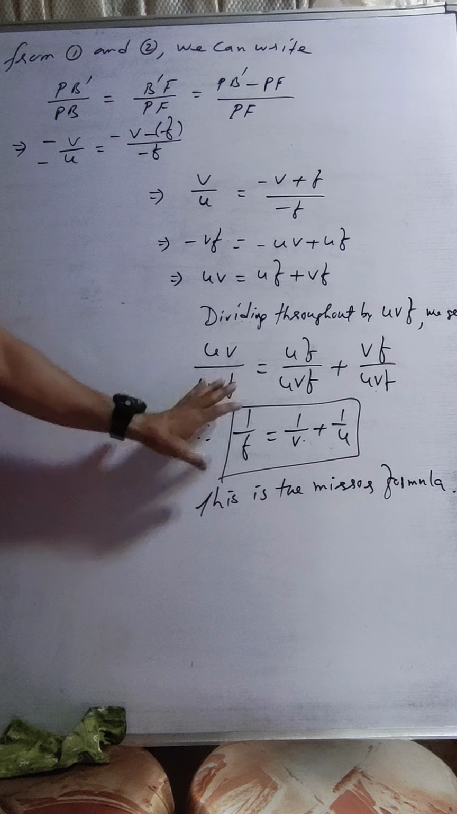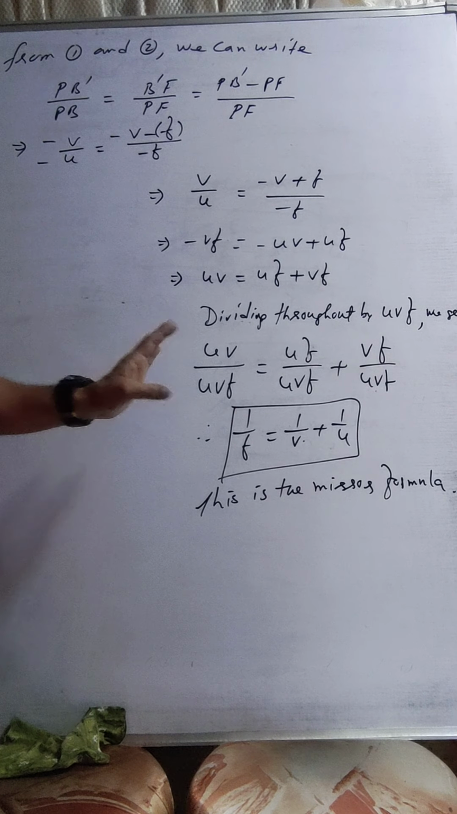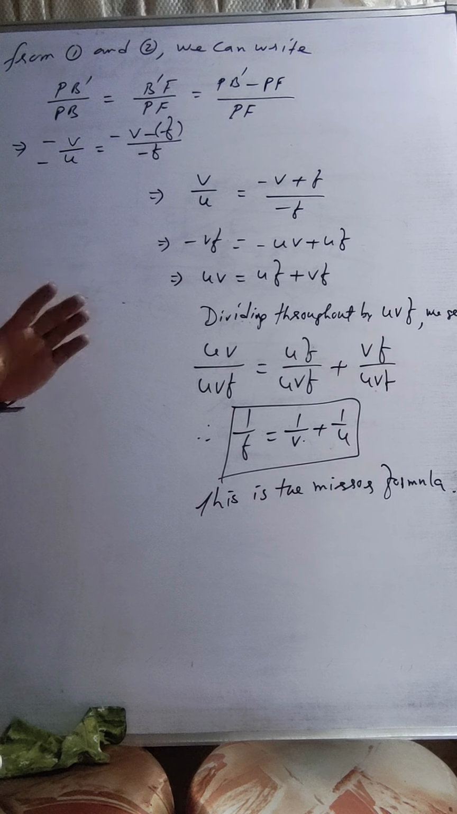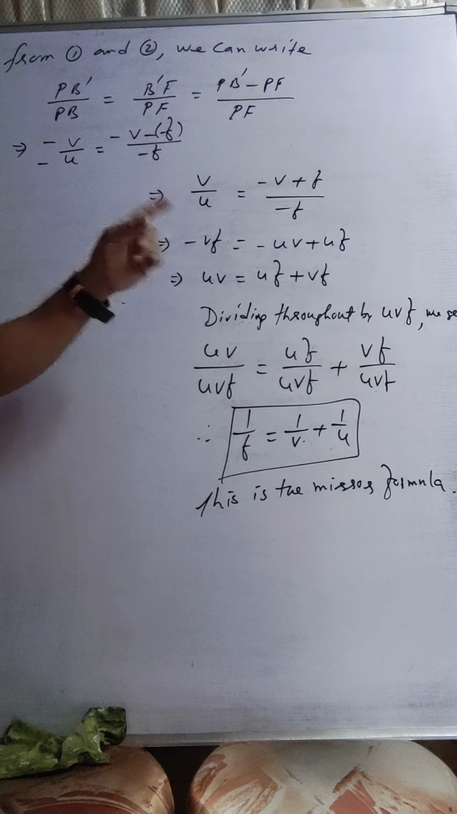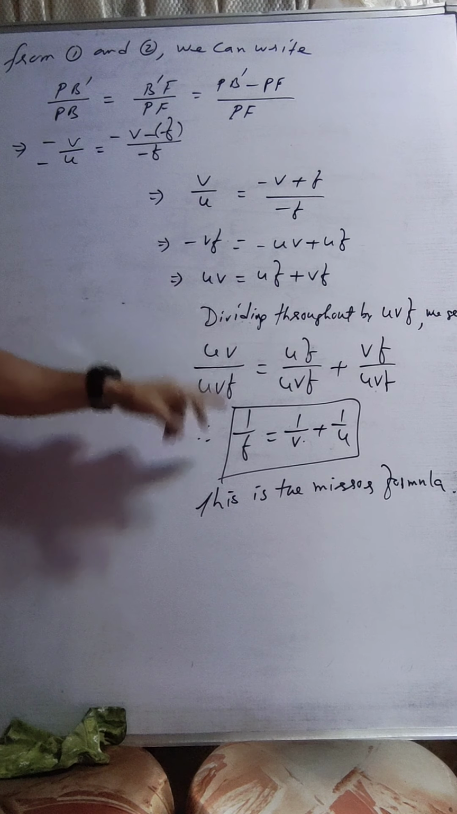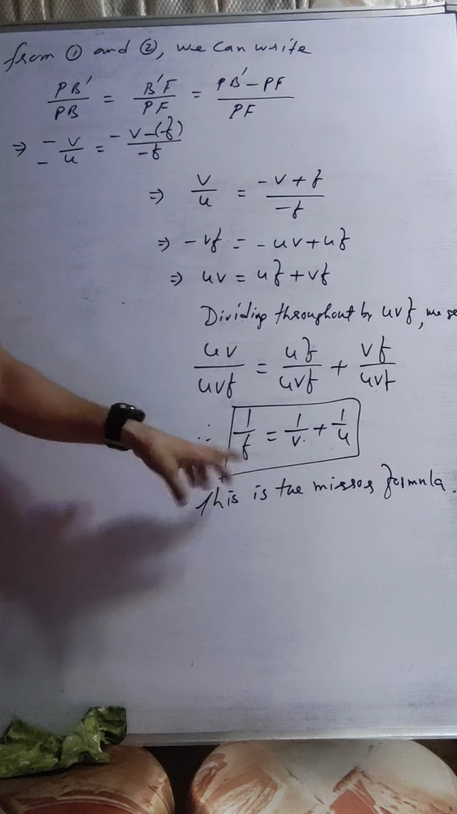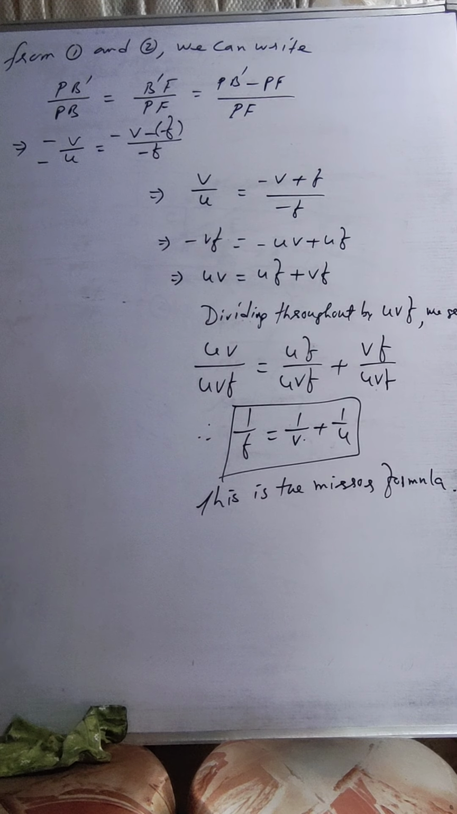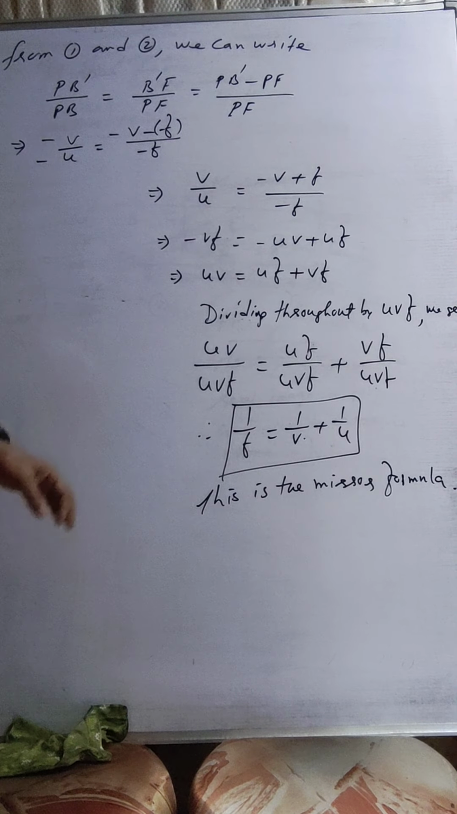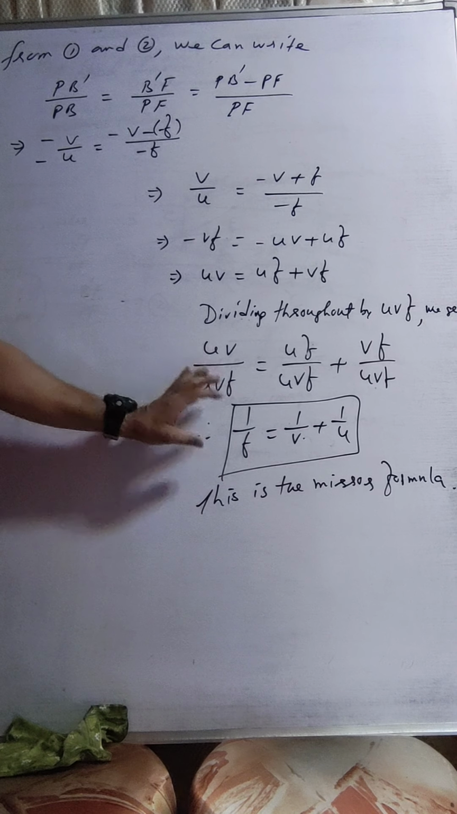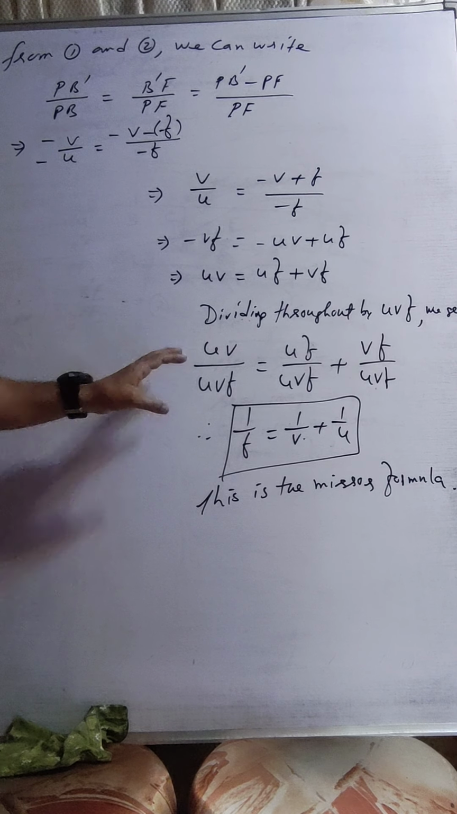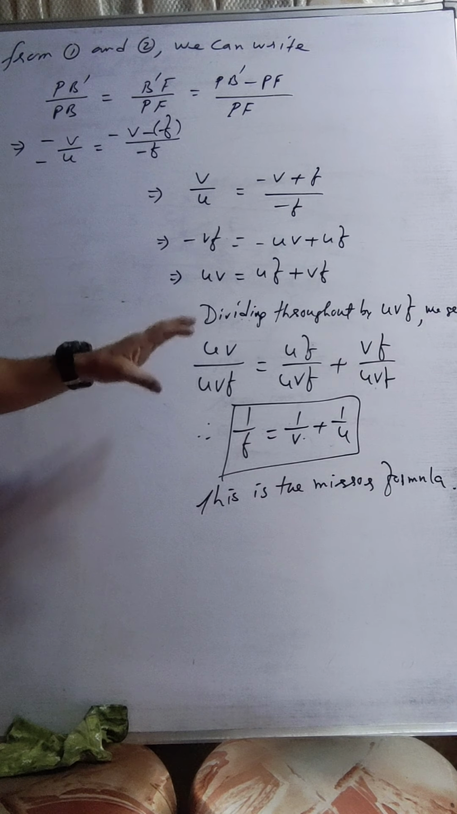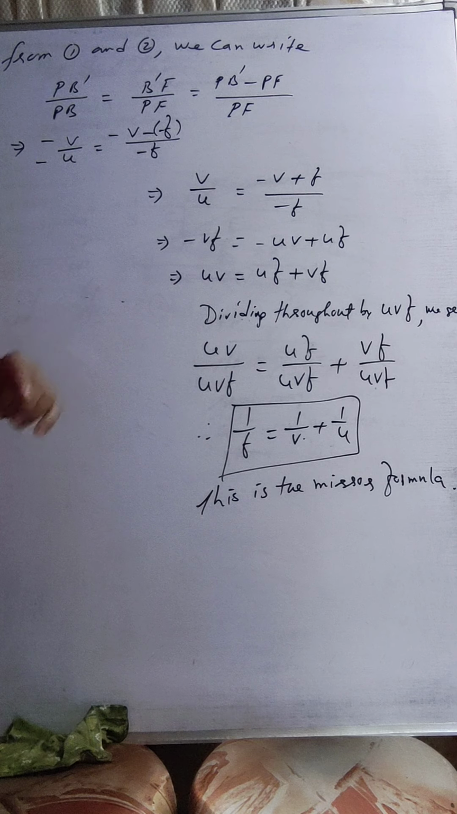So this is the mirror formula, and the mirror formula is the same for all kinds of spherical mirrors, because there are two spherical mirrors, you know. One is concave mirror, the other is convex mirror. So this is for both kinds of spherical mirrors, concave mirror and convex mirror. But in the next video we will derive the same relation for convex mirror.